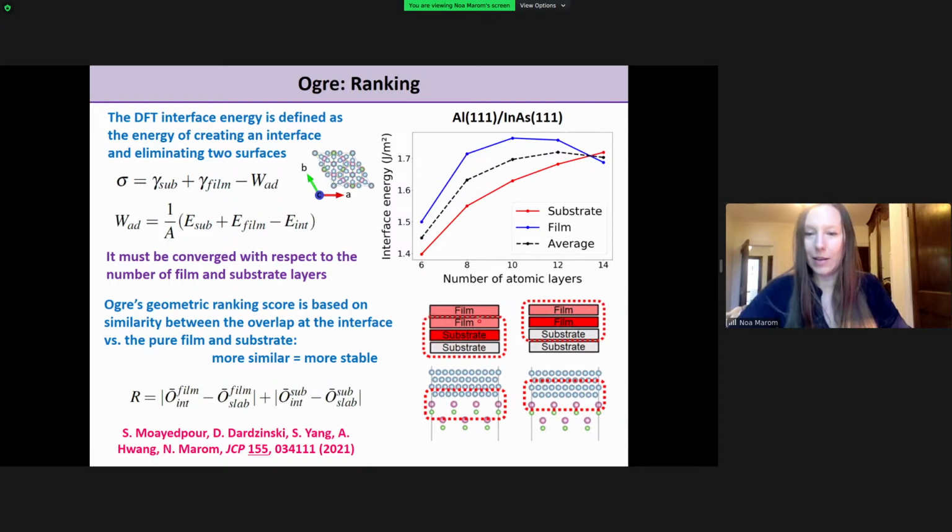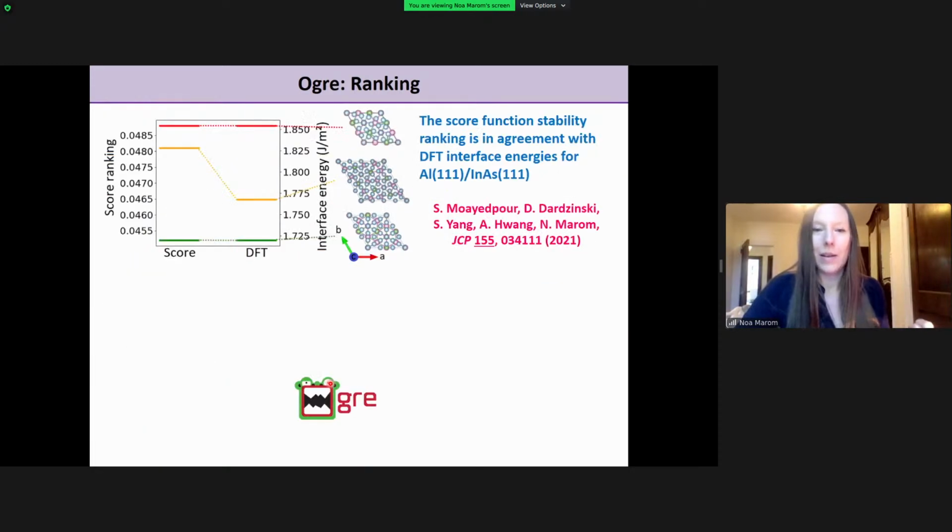That's illustrated here. We take these three layers and we look at what happens at the interface compared to what happens in the pure substrate. And then we do the same for the film, what happens at the interface compared to the pure film material. And the idea is that the smaller these differences are, the more similar the interface environment is to the bulk environment of this material. And so that would make for a more stable interface. So again, a pretty simple-minded geometric idea, but you can see that we get a ranking that's in agreement with the DFT ranking, which is pretty good for a crude geometric model.